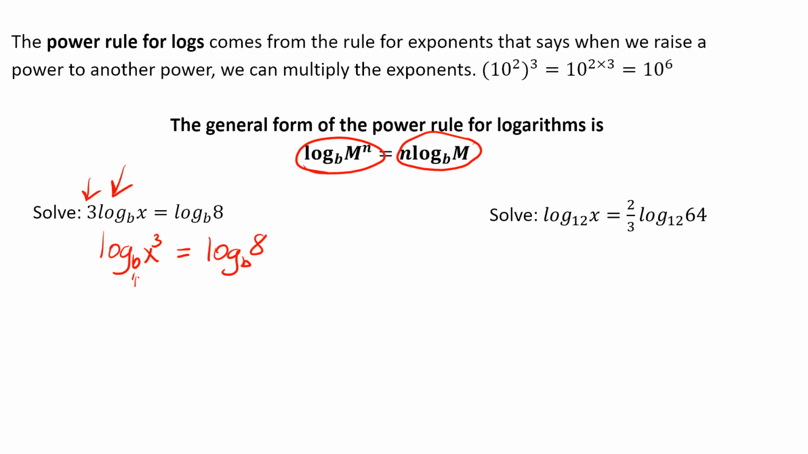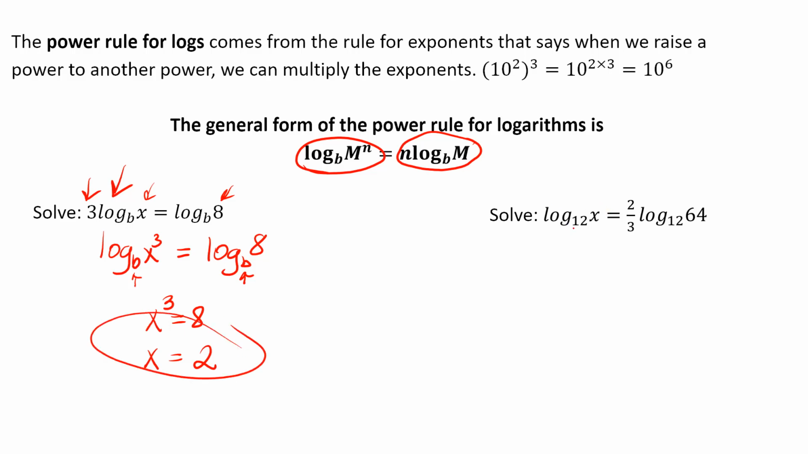And since the bases are the same, the arguments have to be the same. So x cubed equals 8. And we know that that would only happen if x were 2. If we go back, there's no way that's making a negative argument. So that is the solution.